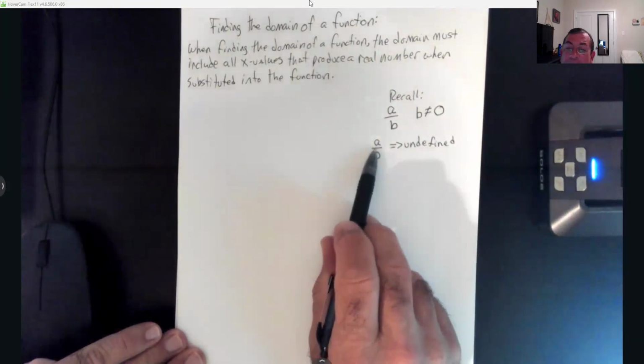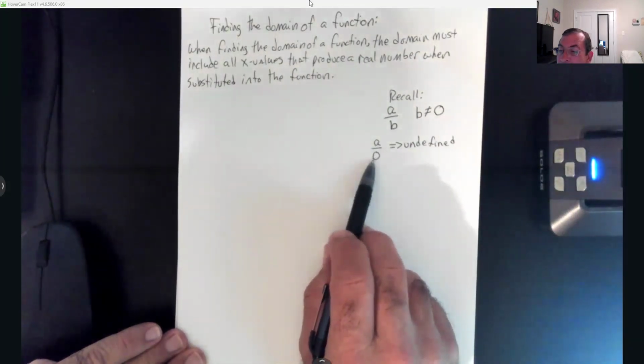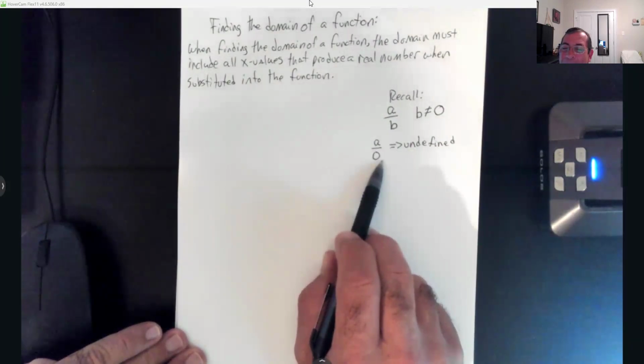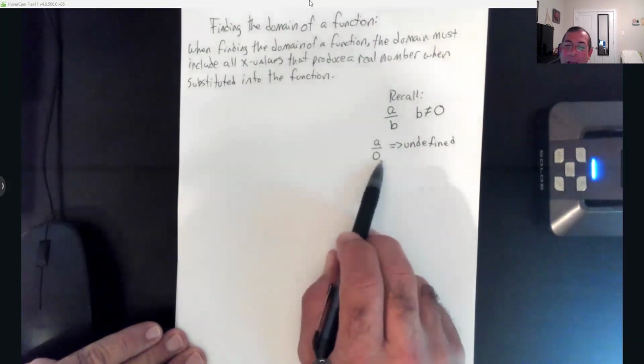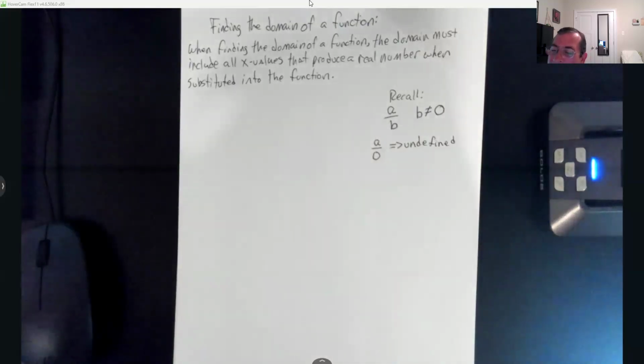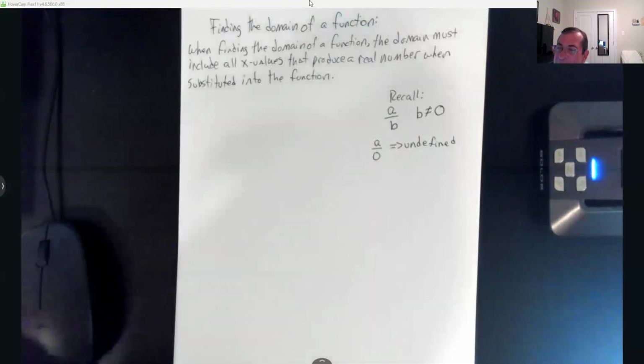Y'all, you can't have a piece of cake if you have 0 cakes to start with, can you? Remember, that's what fractions are. How many parts of the whole do I have? Well, I can't have any parts if I don't have any cake, okay? So just remember, we cannot divide by 0 in math.